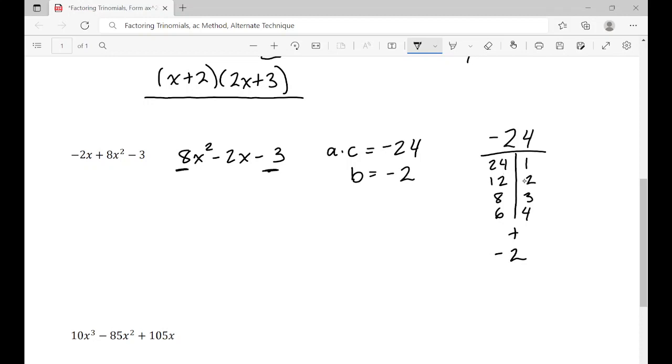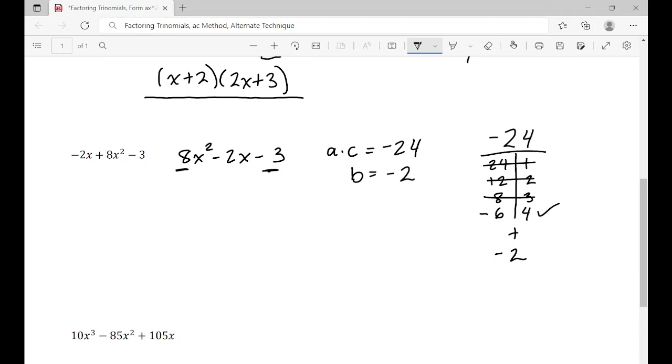And as I look through these factors, my eye is drawn to 6 and 4. I know if I could subtract these, I can get a 2, but I need it to be a negative 2. So I'm going to make my 6 negative. And I also see that when I multiply these, I get a negative 24, so I know it's right, because when I add these, I get negative 2. So get rid of what I don't need and keep what I do.